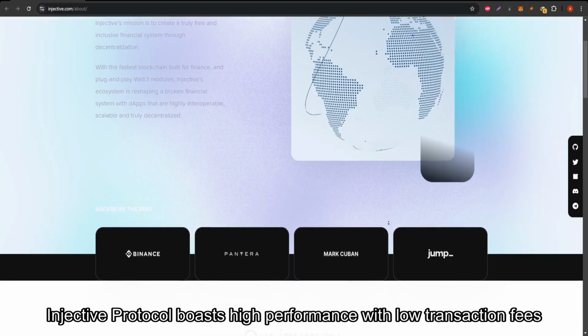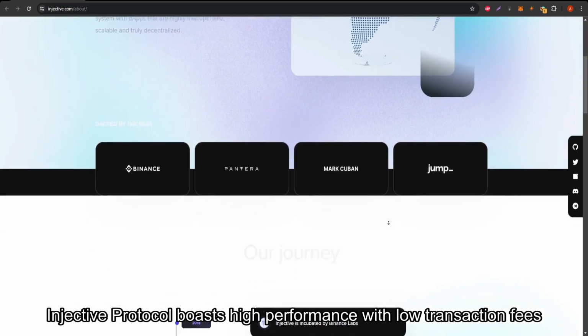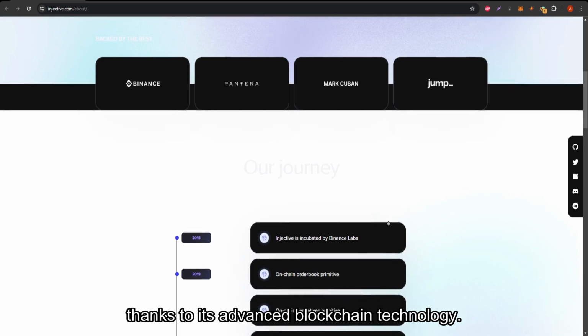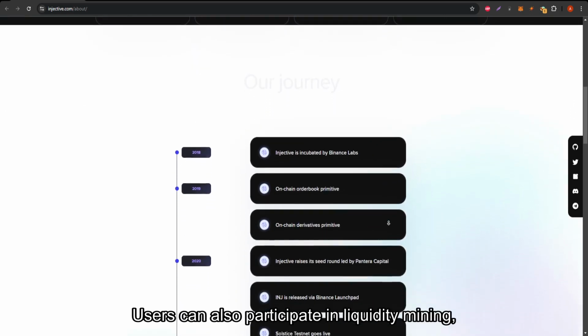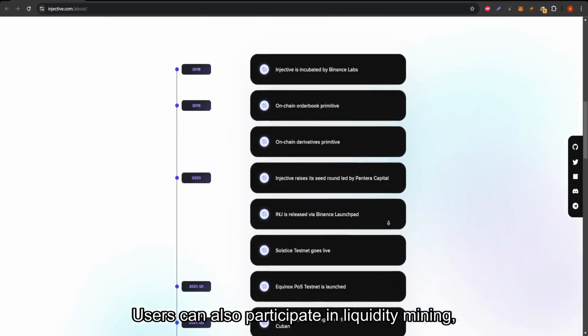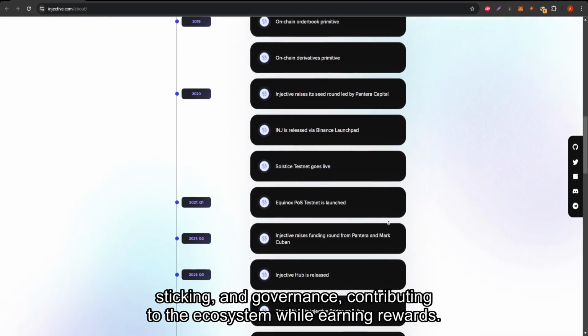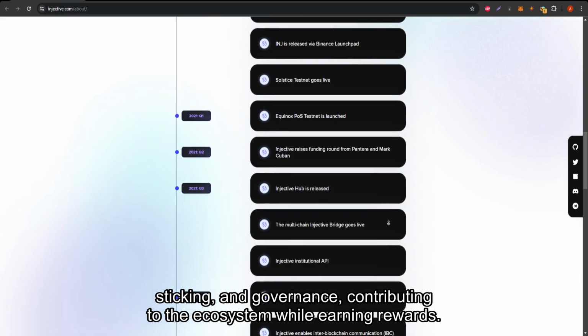Injective Protocol boasts high performance with low transaction fees, thanks to its advanced blockchain technology. Users can also participate in liquidity mining, staking, and governance, contributing to the ecosystem while earning rewards.